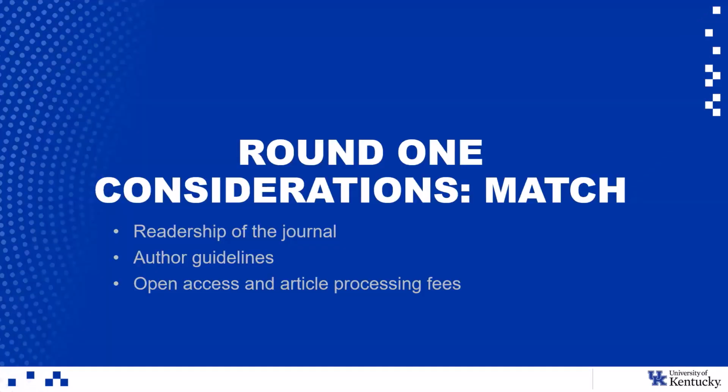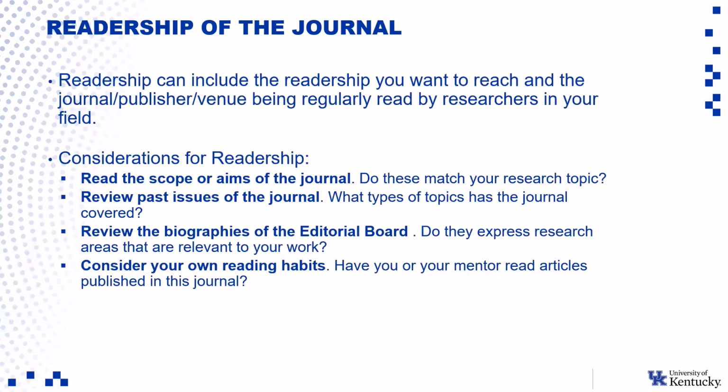Okay, so now that we've found a list of journals to review, we need to gather some information to help better determine which journals we should submit to. So some of the options to consider are whether a journal matches your research topic, the readership of the journal, author guidelines, and open access and article processing fees. So the readership of the journal can include who you want to reach, and the journal publisher venue, which is being regularly read by researchers in your field.